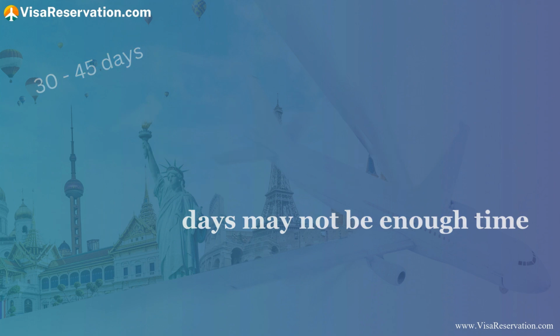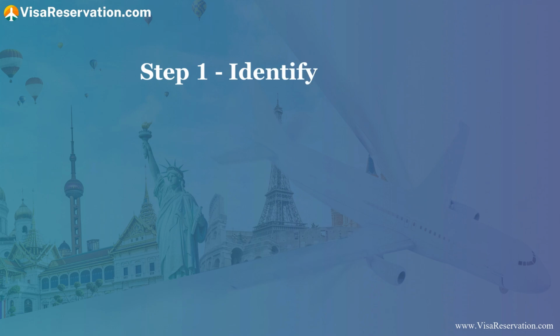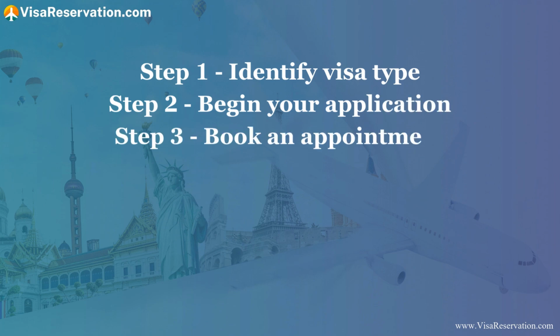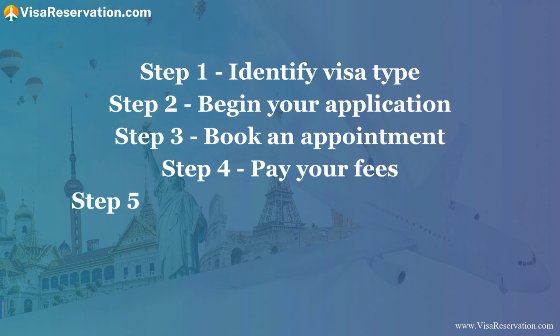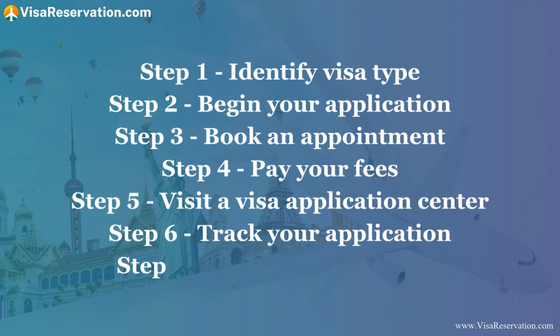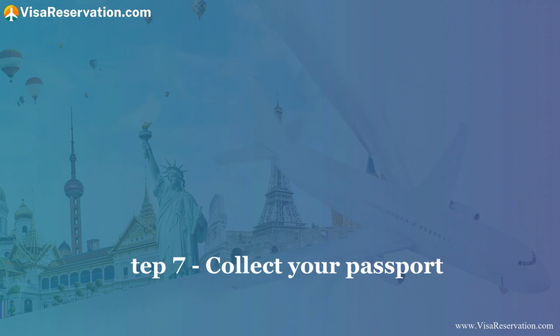To help you apply for your Denmark visa, here are a few steps you can follow. Step 1. Identify visa type. Step 2. Begin your application. Step 3. Book an appointment. Step 4. Pay your fees. Step 5. Visit a visa application centre. Step 6. Track your application. And Step 7. Collect your passport. Let's look at each step in turn.